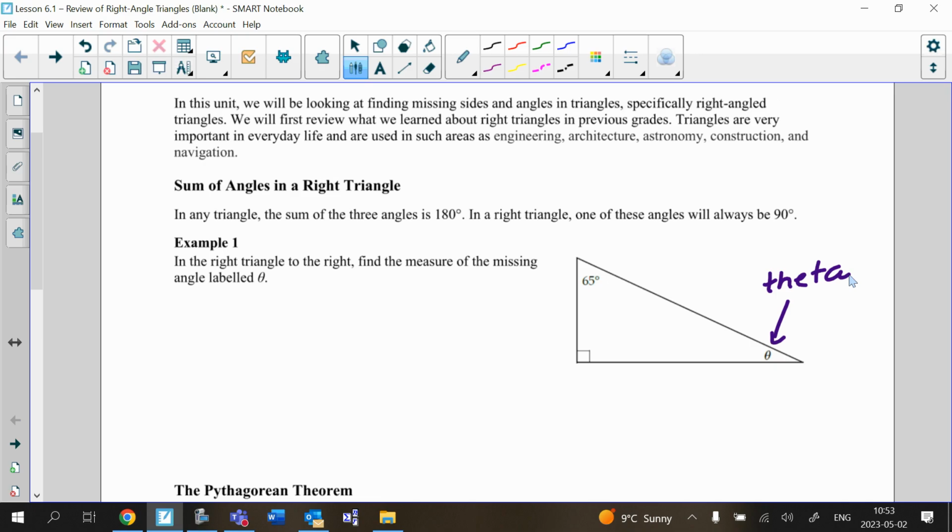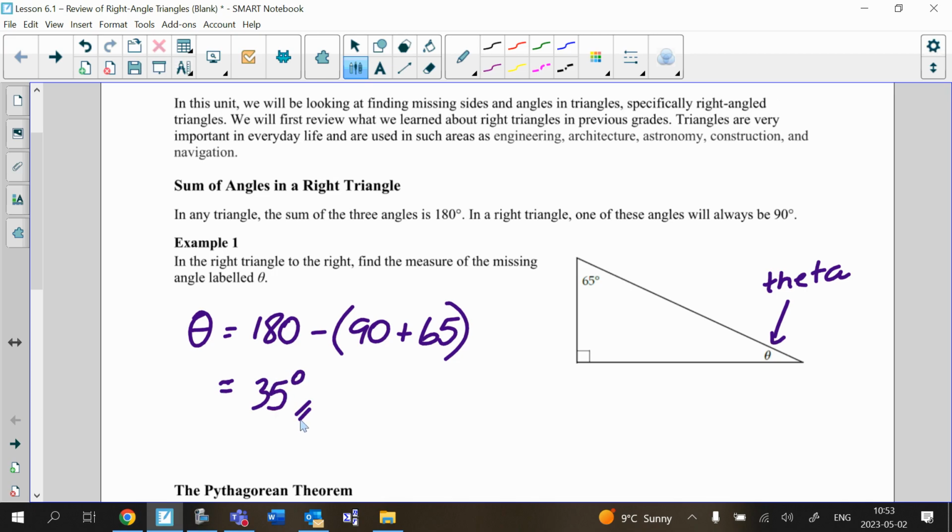Yeah, the 65 that we already have. We would take that sum and subtract it from 180. So we can take the two angles that we know, 90 and 65, add them together first, and then subtract that from 180, and we'll get 35 degrees. Or you just simply go 180 minus 90 minus 65, and you're left with your missing angle. So that's one property that we'll be using a little bit later on when we get into trigonometry.